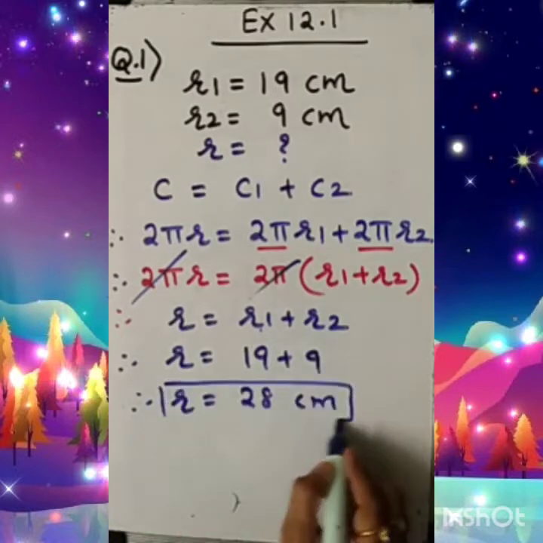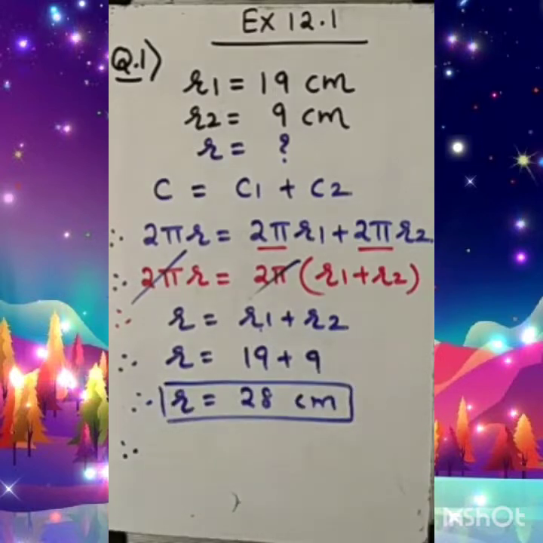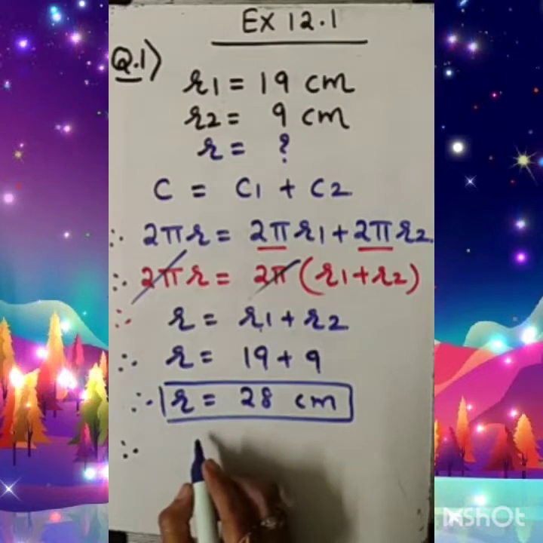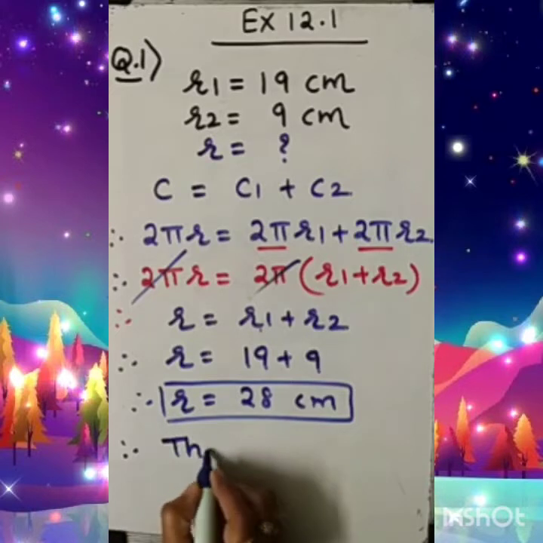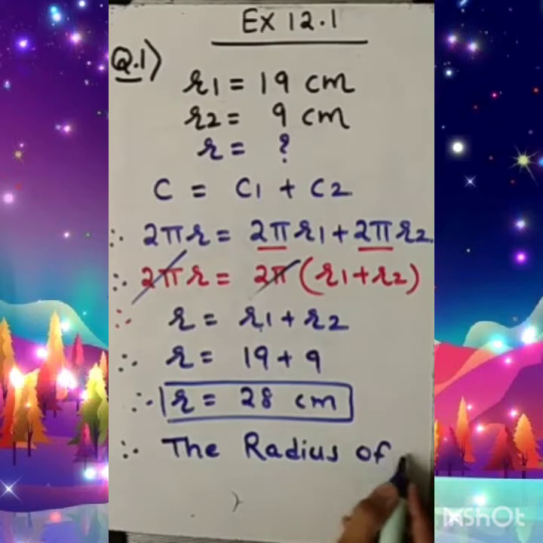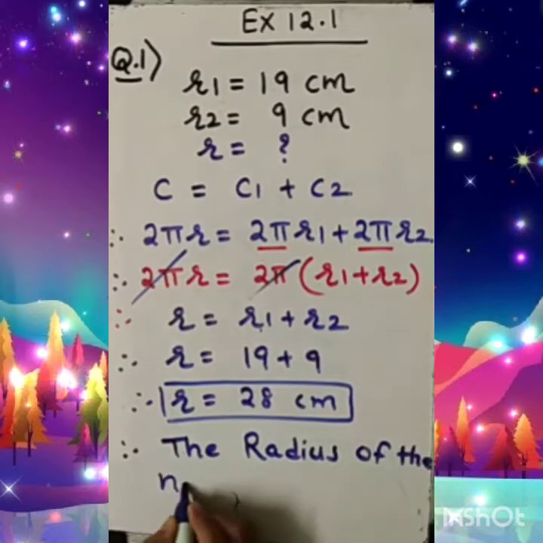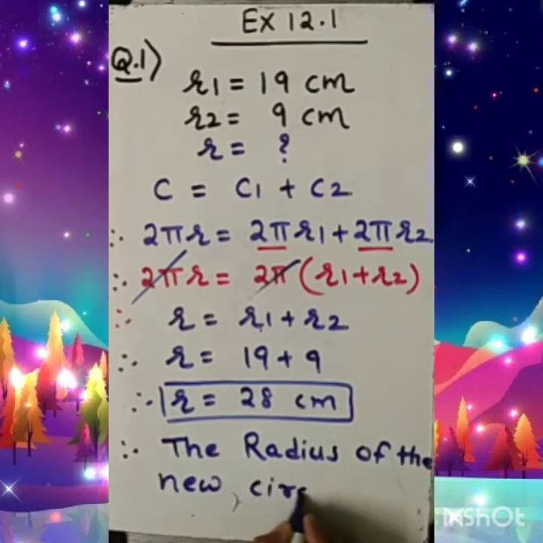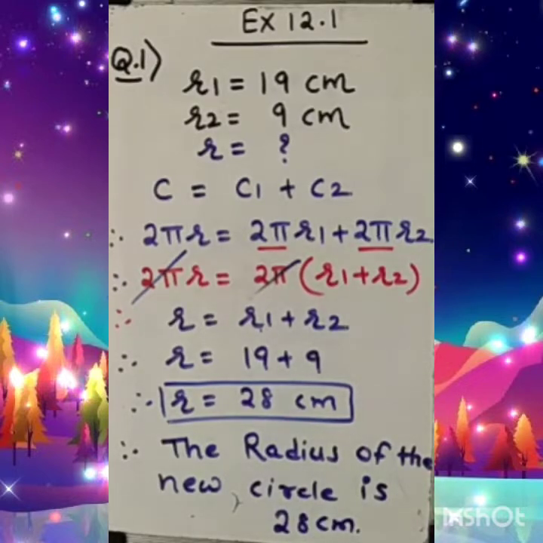This is the unit. Therefore, in statement form according to the requirement of the question, the radius of the new circle is 28 centimeter. This is the required result. Clear to you?